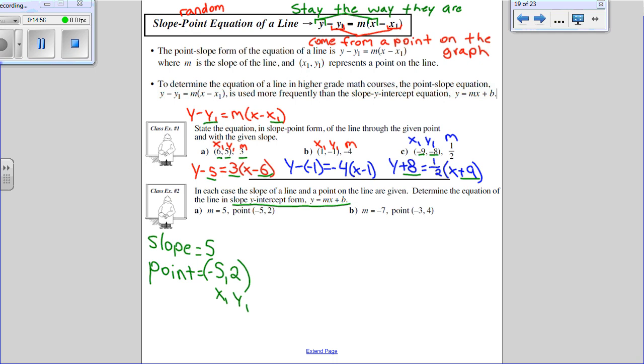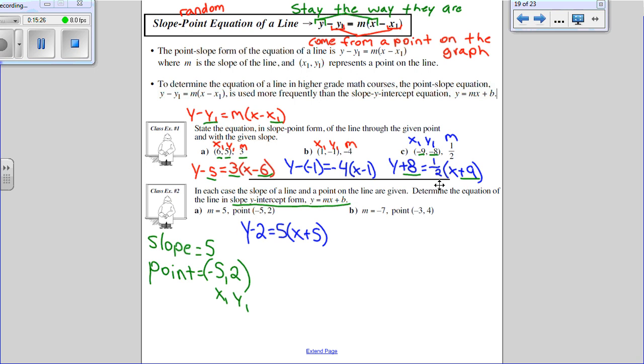That gives me y minus 2 equals 5x plus 5. You put y1 in, m in, x1. Any questions about creating or anything?